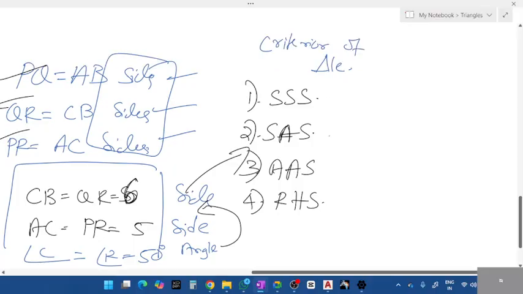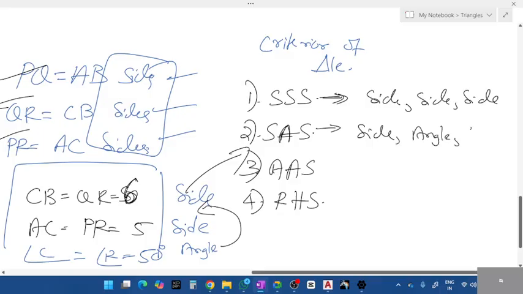For now, just remember, students, Monday we will continue with all this. For now, just remember, what does S stand for? Triple S stands for side, side, side, which means what you have to check? All three sides of two triangles should be equal. What is SAS?